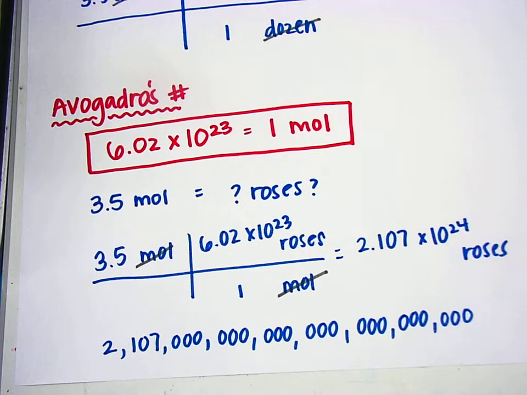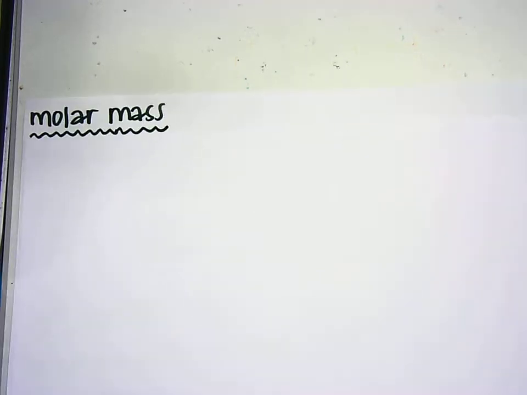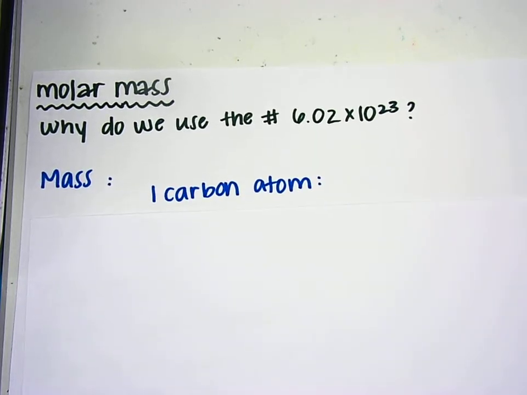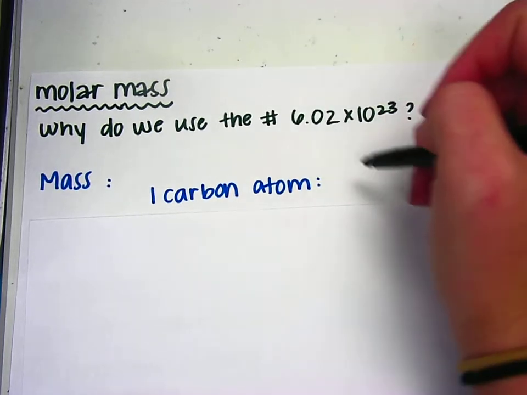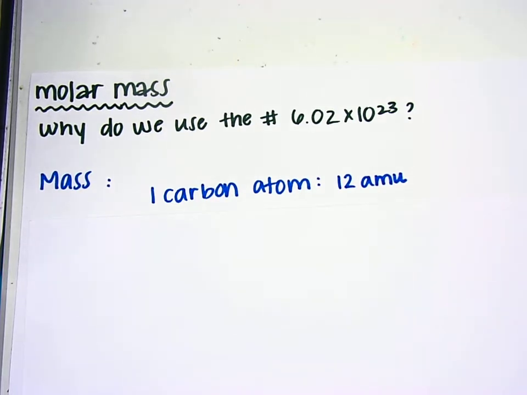Now we're going to talk about some of the ways we use a mole. And the first way we are going to talk about this is in terms of molar mass. So the first question is, why do we use this number? And we said that it's because the number represents something that's really, really large, but it's even more specific than that. When we are talking about an atom, let's take a look at a carbon atom. The mass of 1 carbon atom is 12 AMU, or atomic mass units. That's the number of protons and the number of neutrons added up, and that's how we got 12.